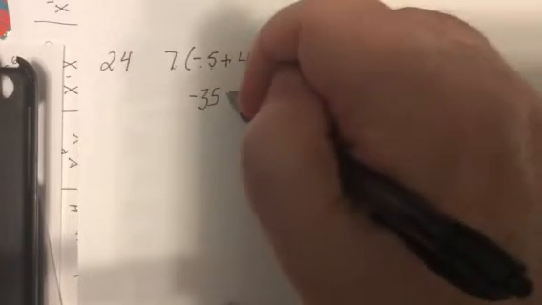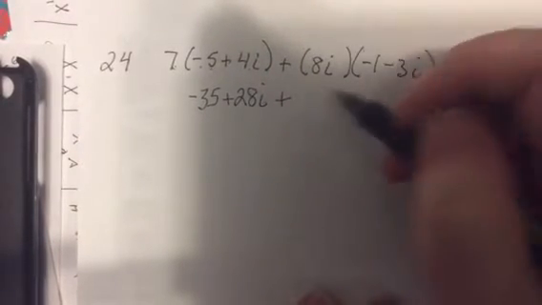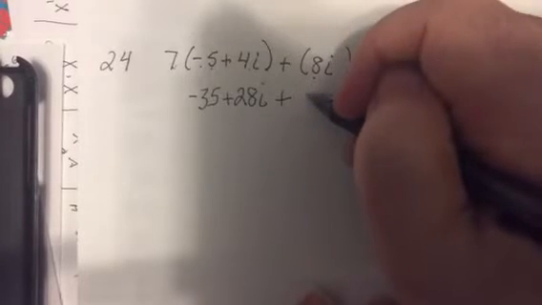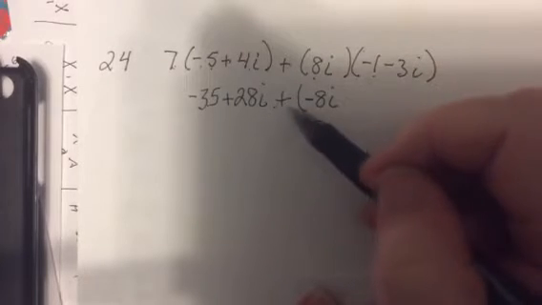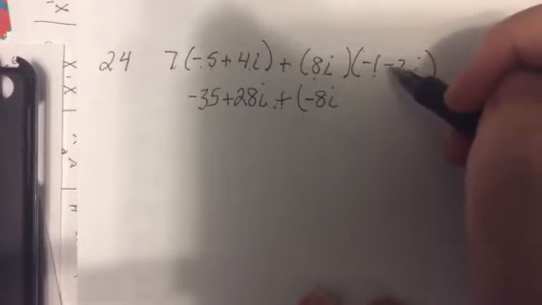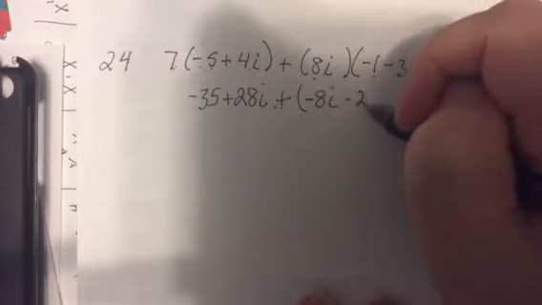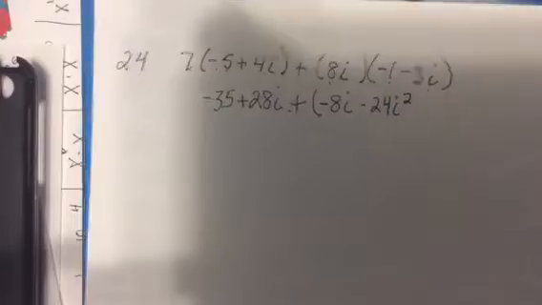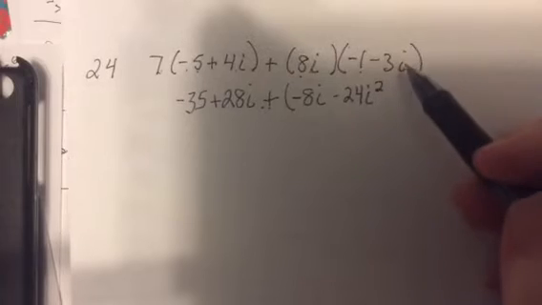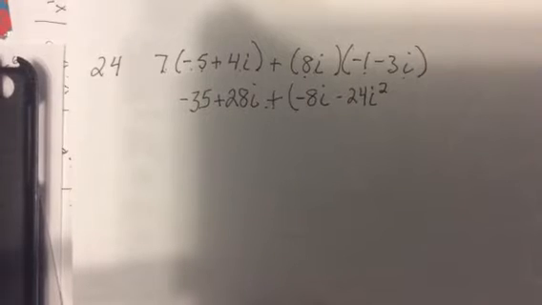7 times 4i is 28i. Plus 8i times negative 1 is negative 8i. And I'm going to put parentheses just so you don't have plus minus right next to each other. And then 8i times minus 3i is minus 24i squared. Because i times i. Now, except for when you switch it, these four, you can think of these like x's. They work the same way. It's just when you have a power on your i, you got to substitute in what it's equal to.